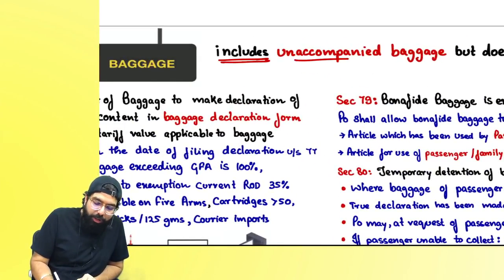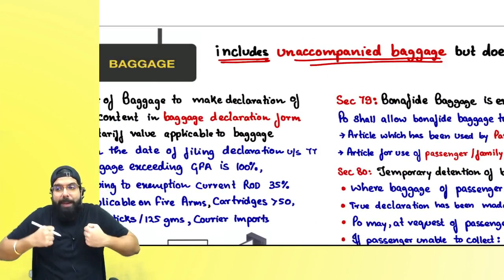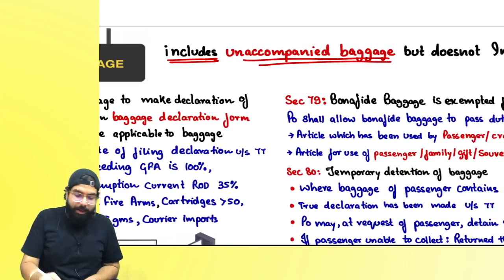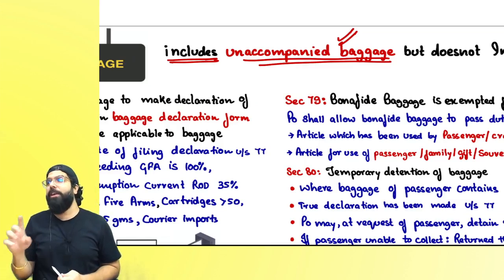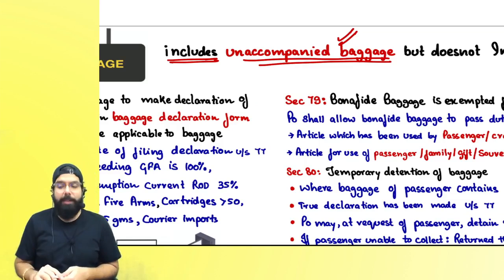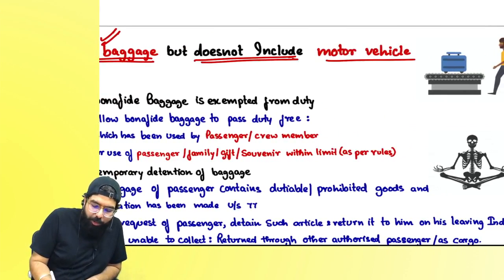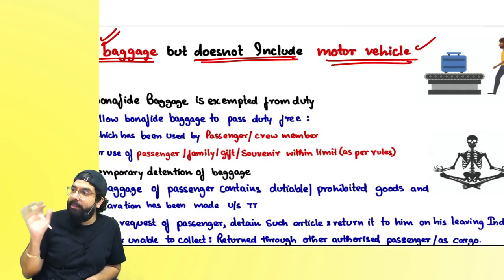Baggage includes unaccompanied baggage. If you are coming from outside India, whatever baggage is with you is baggage. If your baggage comes later, that is unaccompanied baggage, which is not accompanied by you, but baggage rules still apply to it. But it does not include a motor vehicle. A motor vehicle can't be cleared as baggage.